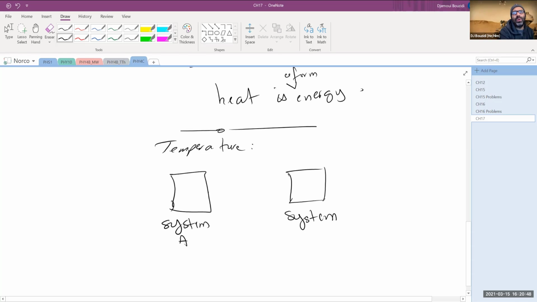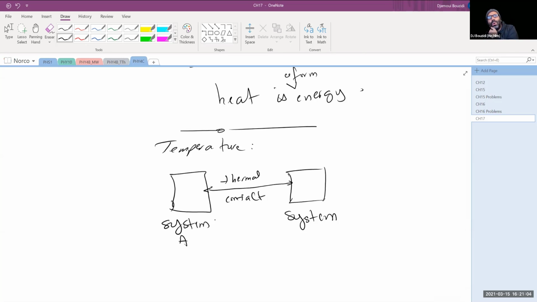And I must do something between them. I have to establish thermal contact between them. If I isolate one or the other, then I notice that this thing is not going to happen. Thermal equilibrium is not going to happen, okay? So the idea in here is that if I establish thermal contact and wait long enough, these two systems will reach thermal equilibrium, okay?